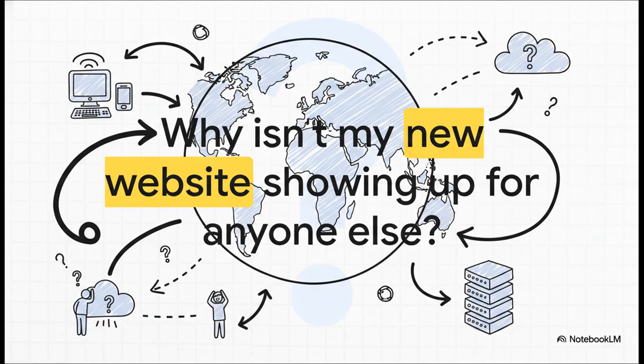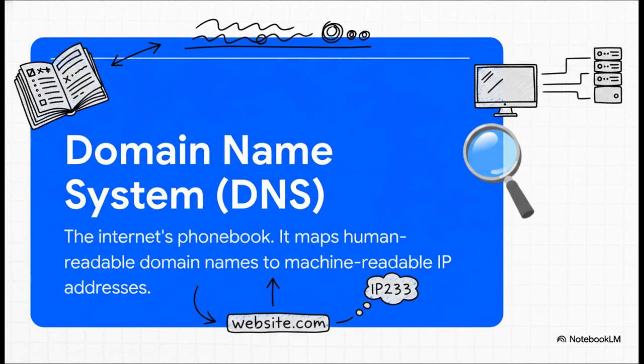Well, the answer is hiding in the Internet's global address book. And that address book is called the DNS, or Domain Name System. Now, the phone book analogy, it is perfect. It does exactly that. It takes the name that we humans can remember, like a website, and translates it into the long string of numbers, the IP address, that computers actually need to find each other.